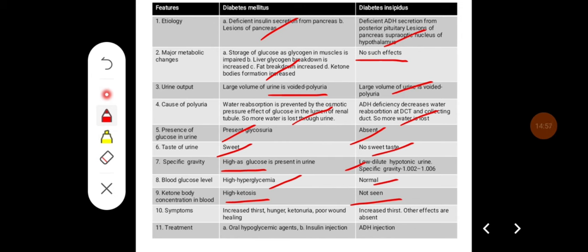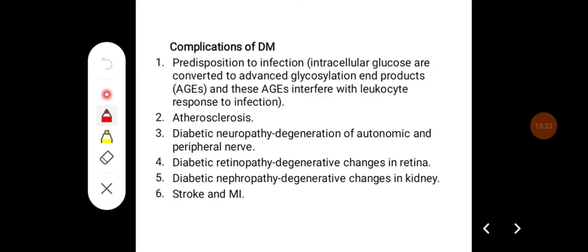Symptoms of diabetes mellitus are mainly increased thirst, hunger, ketonuria, and poor wound healing, whereas increased thirst is the main symptom of diabetes insipidus. Treatment of diabetes mellitus is mainly by oral hypoglycemic agents and insulin injection, whereas diabetes insipidus is treated by ADH injections. Some of the complications of diabetes mellitus are that it predisposes to infection.